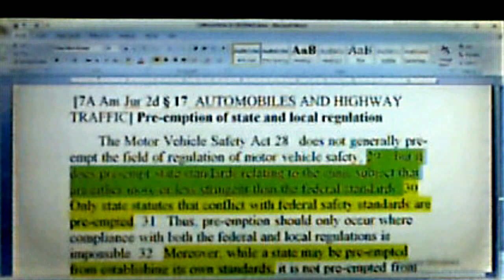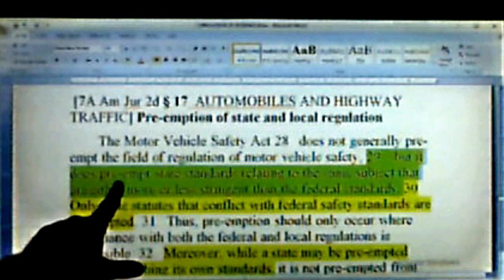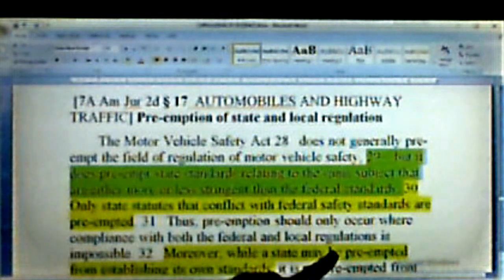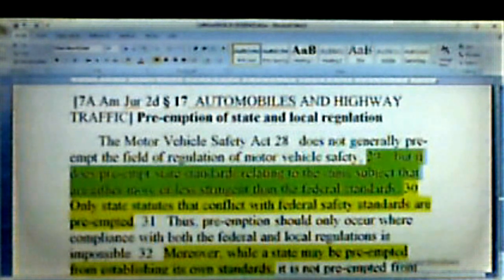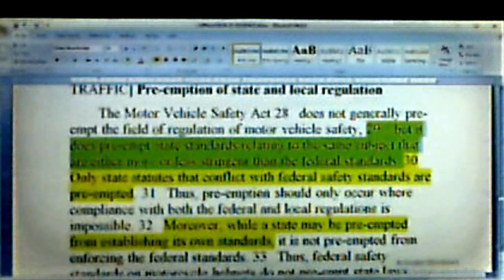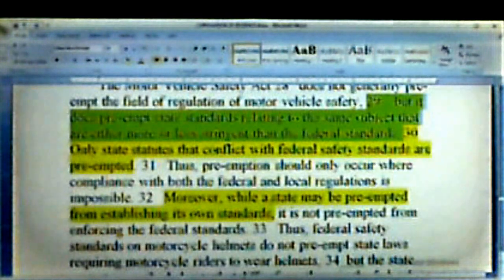Okay, so if it preempts the state from setting its own standards relating to the same subject, and all the federal government can do is regulate the commercial use on the highway, then now we see this is all the state can do. Because they're bound to the same limit that the federal government was bound to by law. It's a pretty interesting thing, isn't it, guys? Kind of makes everybody wish they'd read stuff instead of gluing their eyeballs to the damn TV set, right?